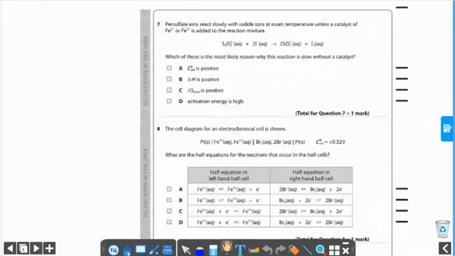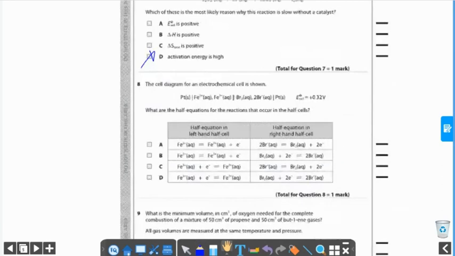Persulfate ions react slowly with iodide ions at room temperature unless a catalyst of Fe2+ or Fe3+ is added to the reaction mixture. Which of these is most likely reason why this reaction is slow without the catalyst? Of course, the job of any catalyst is to provide the alternative route with lowered activation energy. So when you have no catalyst, the activation energy will be high. That's the only thing catalyst can do. The only way catalyst can influence the reaction is via the activation energy.